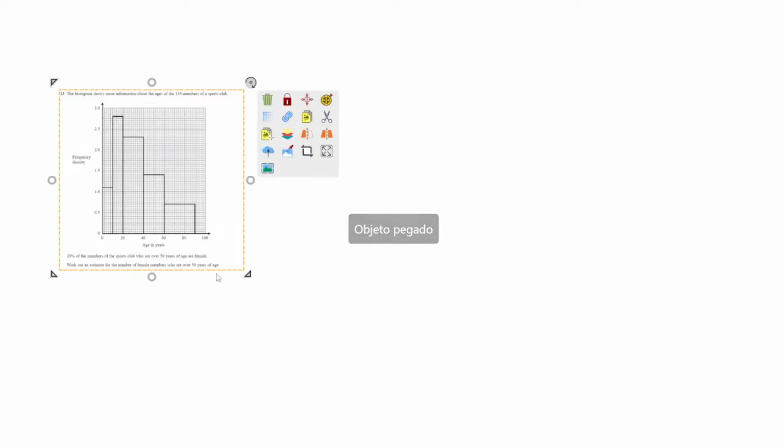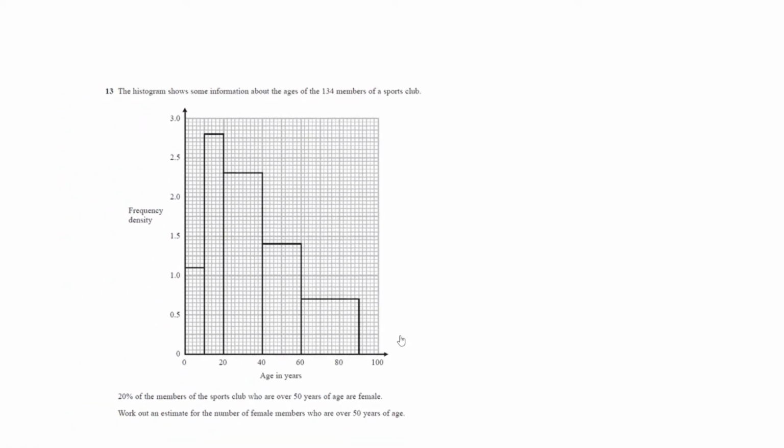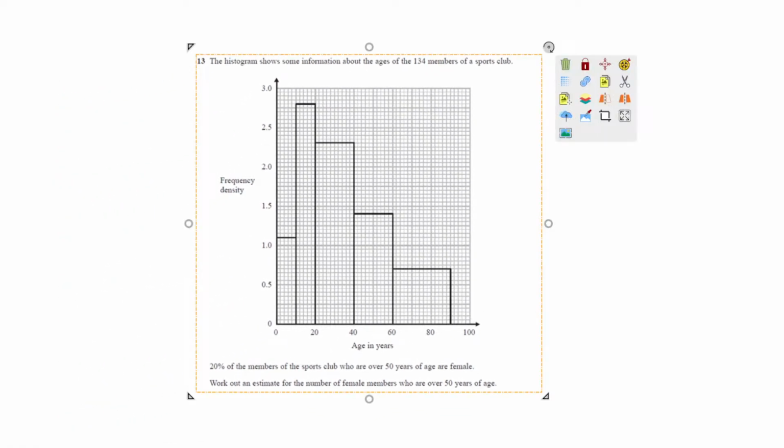So let me find an interpreting one. Yeah, here, this one. Let's do this one. Copy this one here. This one is 3 marks. Question 13. So this one's not too far through the paper. It is calculator, this one.